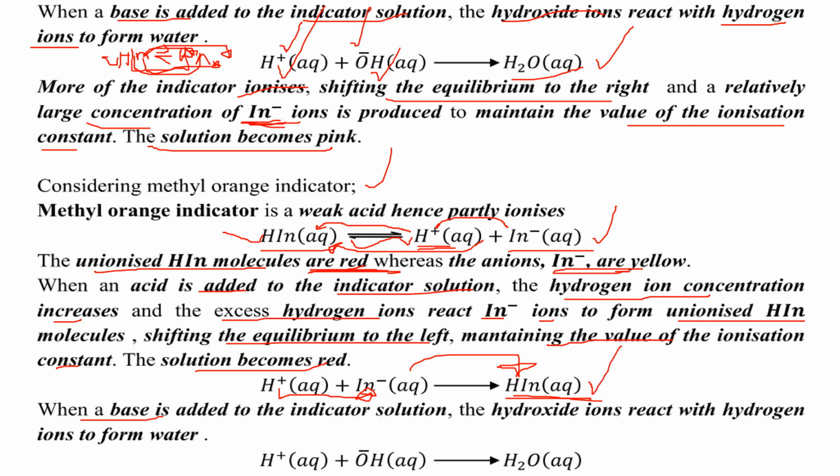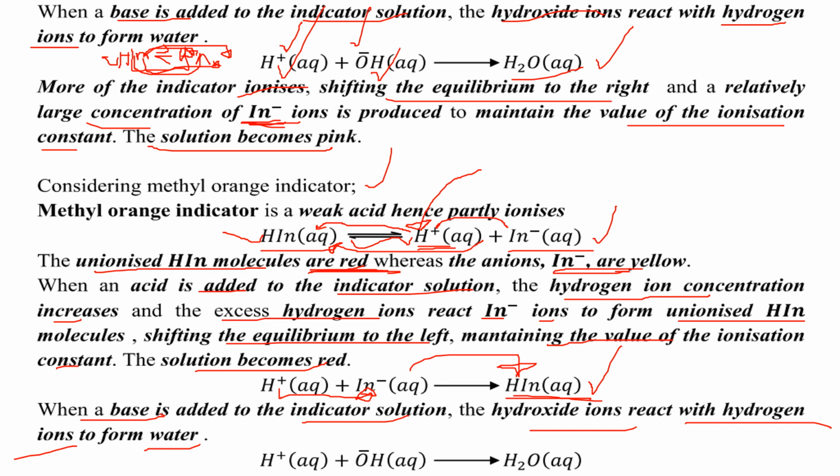So looking at the base, when a base is added to the indicator solution, the hydroxide ions are going to react with the hydrogen ions so that they can form water. So when a base is being added, a base is going to reduce the concentration of hydrogen ions. And just like in chemical equilibria, once one of the products is reduced, more of the reactant has to dissociate. But here it's going to be ionization. So more of the HIn molecules ionize to form back more of the hydrogen ions that are being taken away by forming water using the hydroxide from the base that is being added.